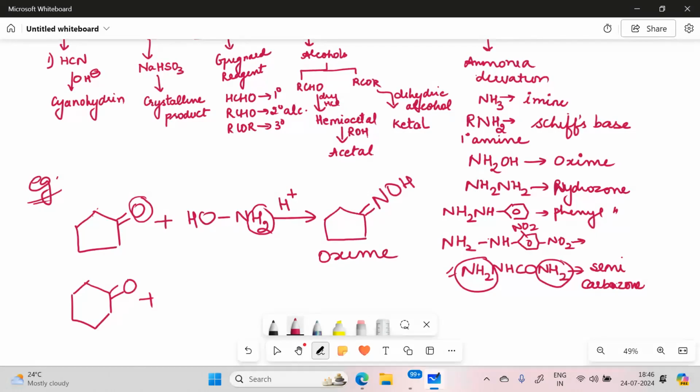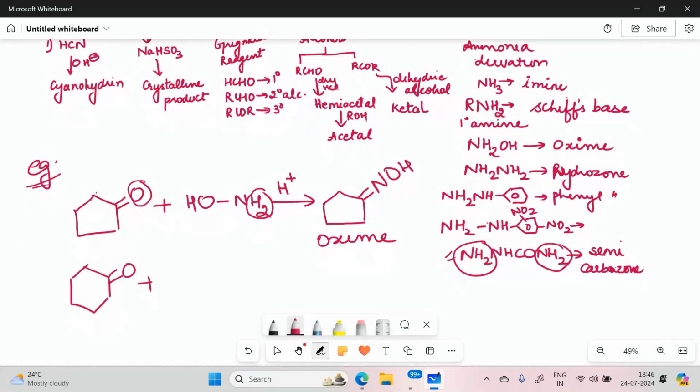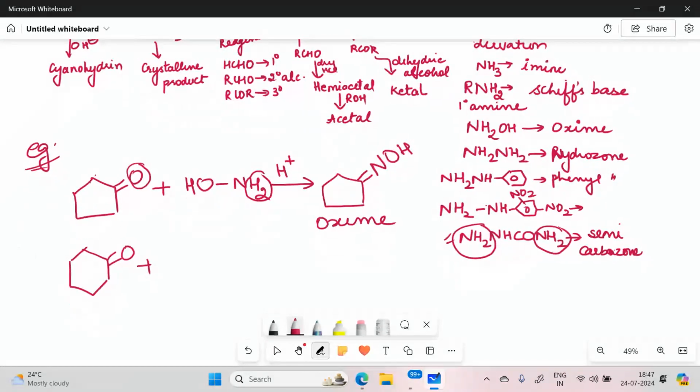This compound was hydroxylamine. So wherever NH2, NH3, these type of compounds are there, make sure it is an ammonia derivative. It's difficult to recall which reaction is this. So wherever you are getting NH2 in any reaction, it means it is an ammonia derivative. Next is cyclohexanone with NH2NH benzene.